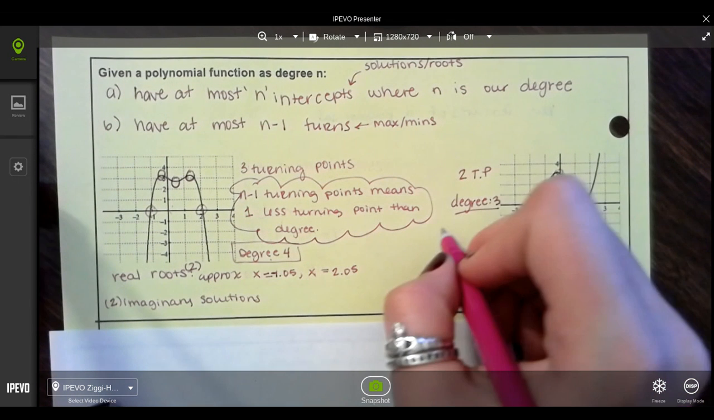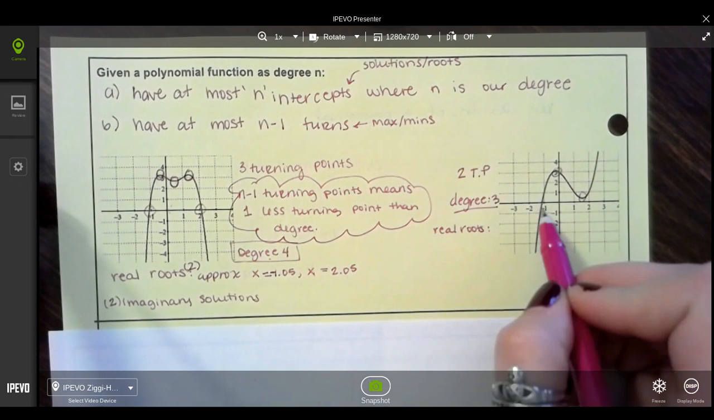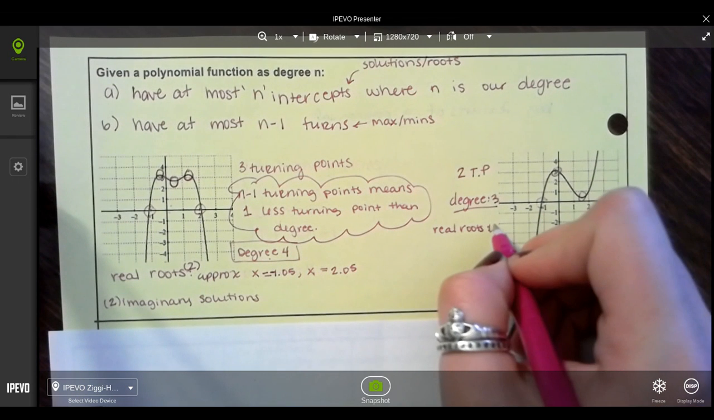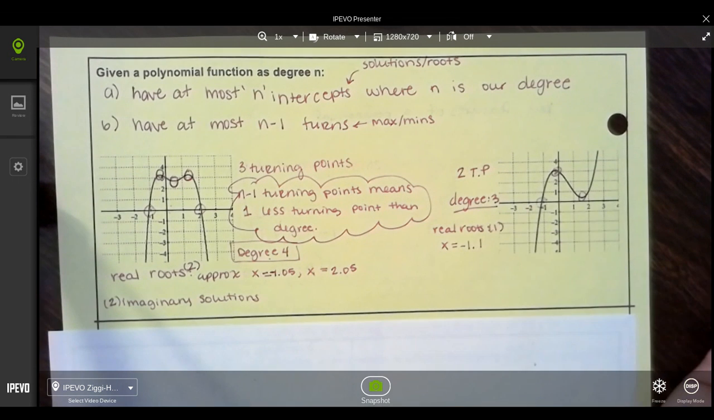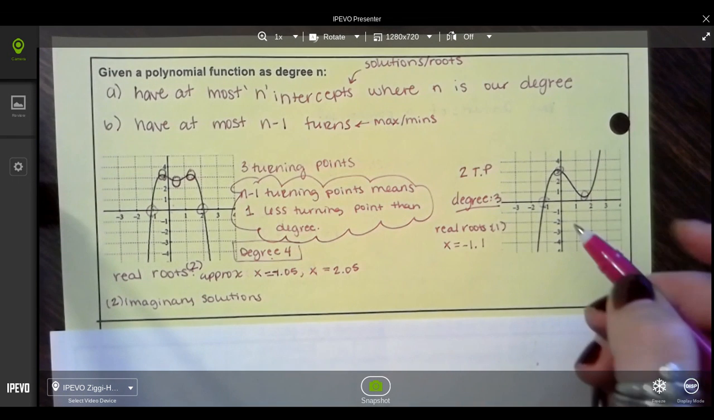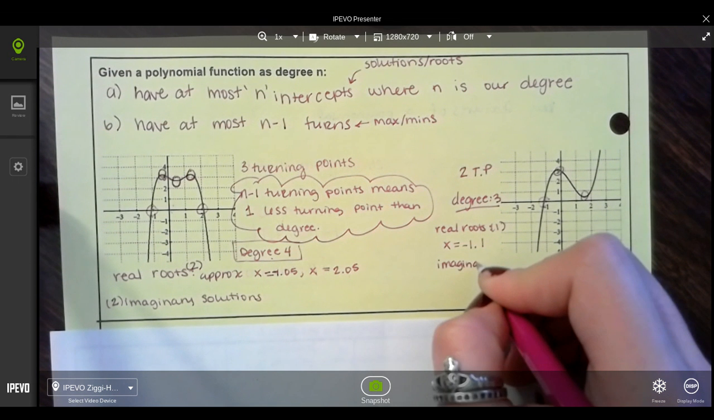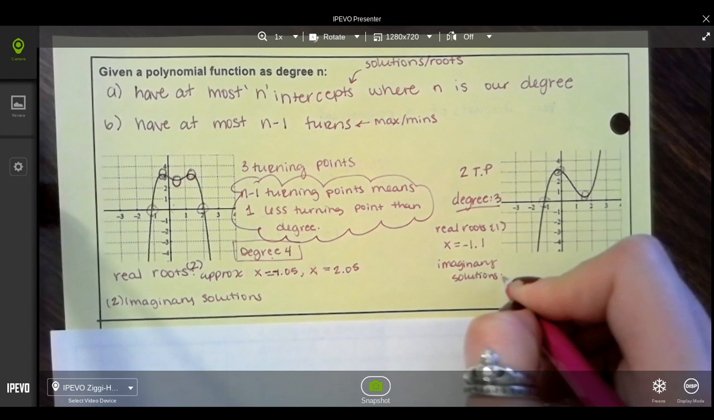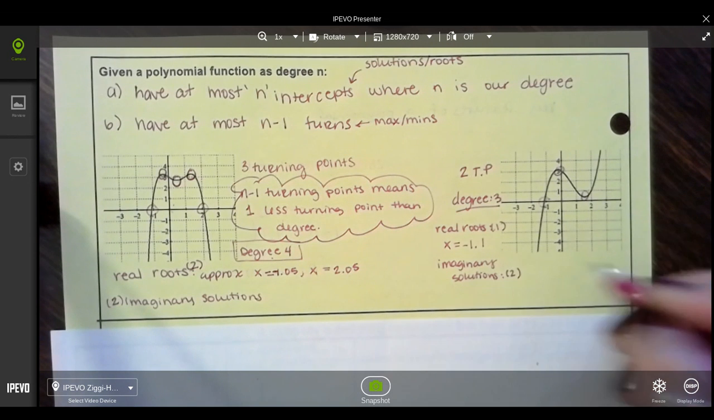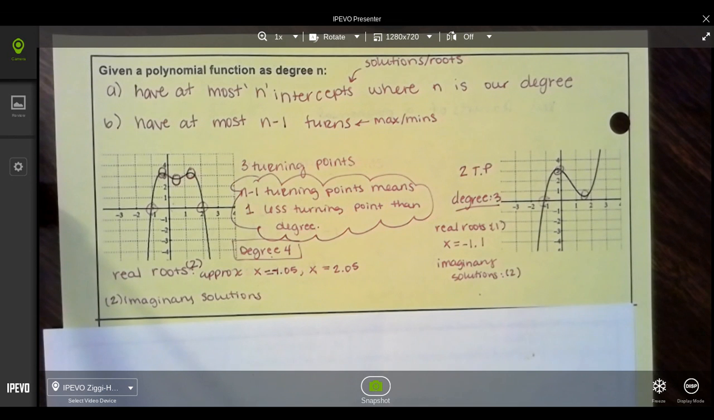If I have a degree 3, how many real roots do I have? I have only one that I can see here, x equals approximately negative 1.1, which means I have how many imaginary roots left? 2 imaginary solutions. That makes sense because imaginary solutions have to come in pairs, the plus or minus.